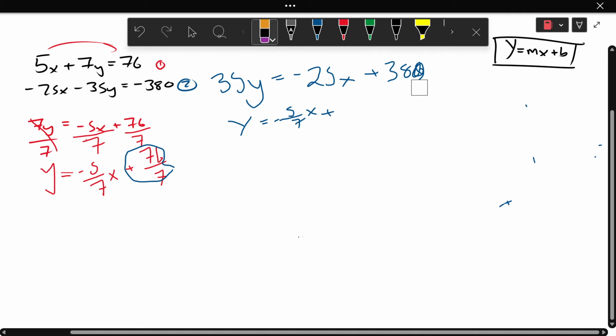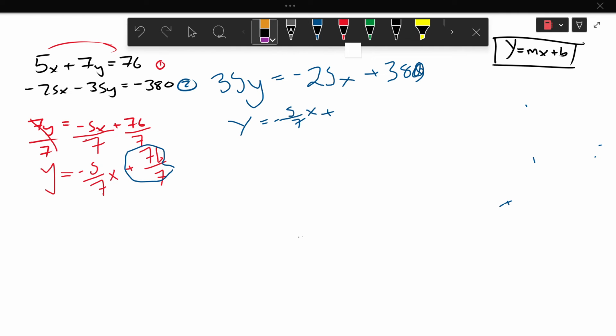Hey Google, what is 380 divided by 35? The answer is approximately 10.857143. Hey Google, what is that in a fraction? Sorry, I don't understand. Hey Google, what is 380 divided by 35 in a fraction? Sorry, I didn't understand.